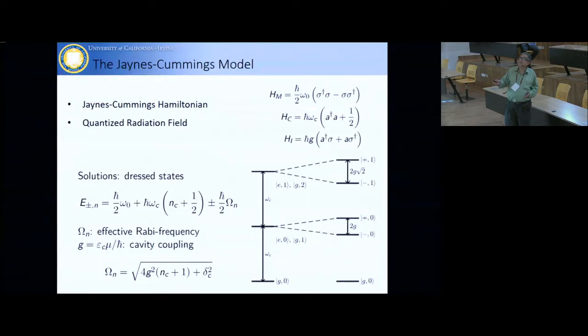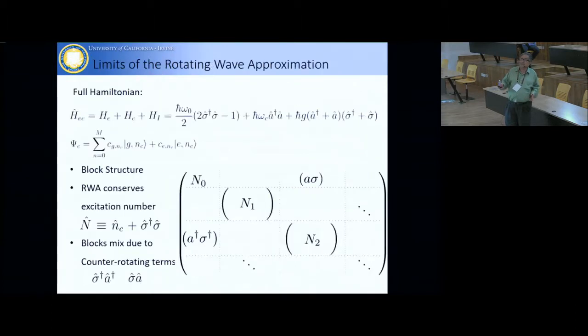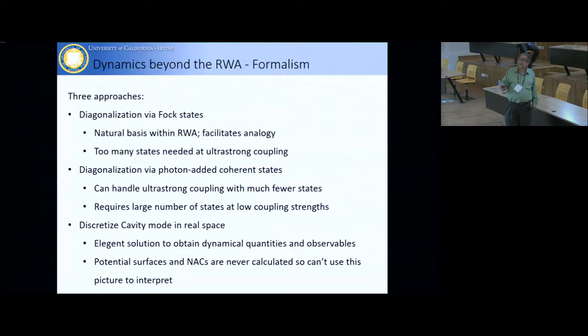You have your two-level system, you have the cavity mode, and you have the coupling, and it gives you this. And many of the applications that we heard here are about that. What happens is the Hamiltonian is block diagonal according to the number of photons, but there are off-diagonal terms between the blocks that can be neglected in the rotating wave approximation. But as I said, in this application, we cannot do it.